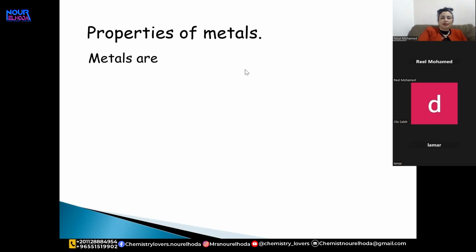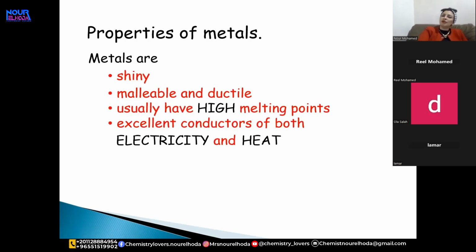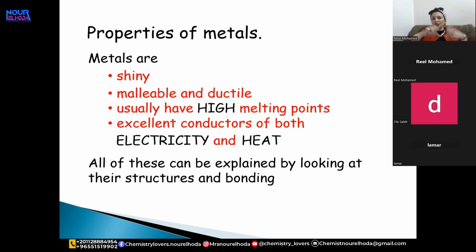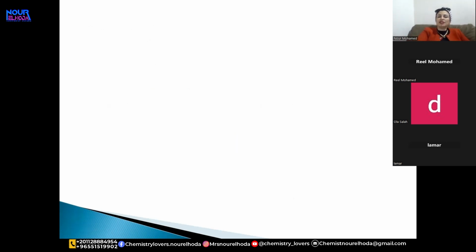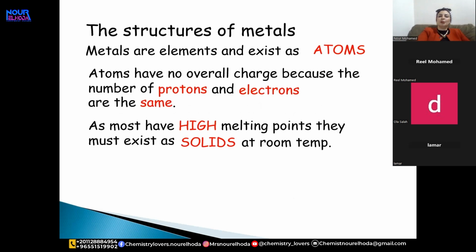Yeah, let's do it. So metals are shiny, malleable, ductile. Malleable means it can be shaped. Ductile means it can be drawn into wires, so you can use it in wires. And metals have a high melting or boiling point.